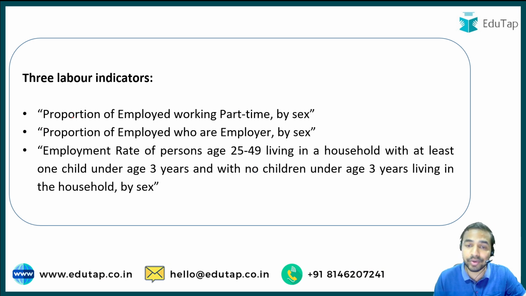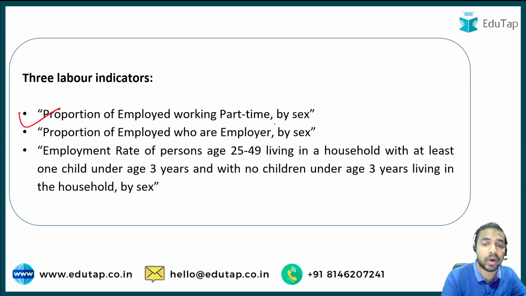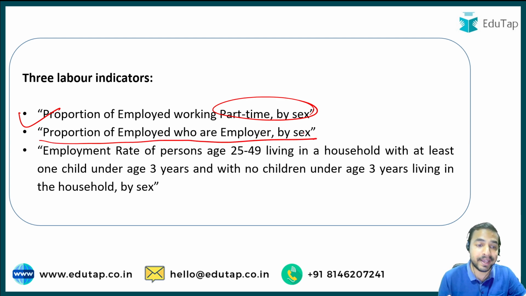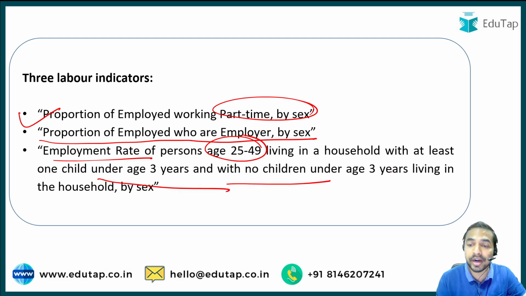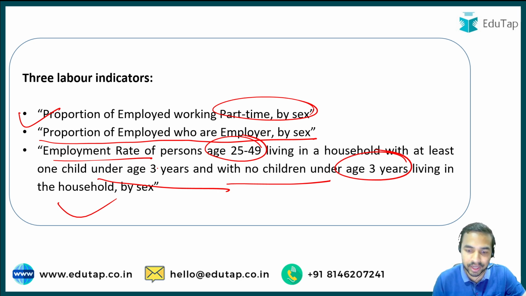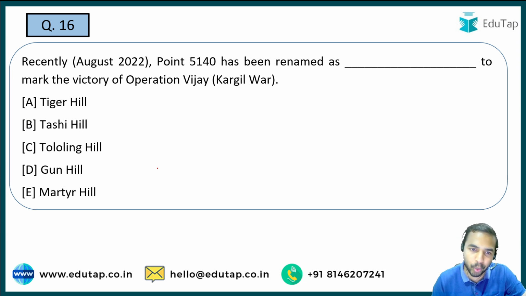ठीक है. तो 3 indicators है क्या? These 3 indicators are basically the proportion of employed working part-time by sex, then the proportion of employed who are employers by sex, and then the third indicator is the employment rate of persons aged 25 to 49 living in a household with at least one child under age 3 years, with no children under age 3 years living in the household, by sex. So guys, recently these 3 indicators have been launched by the NSO that we are required to remember.